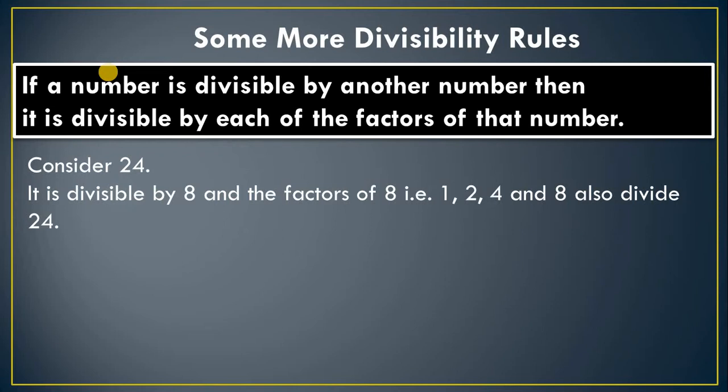Okay, so it is divisible by 8, and the factors of 8, that is 1, 2, 4, and 8 also, you can include. So 1, 2, 4 and 8 also divide that number 24. So if any number divides a particular number, then whatever its factors are, they can divide that particular number. Again I repeat, if the number is 24 and it is divisible by 8, then the factors of 8, like 1, 2, 4 and 8, also divide that number.